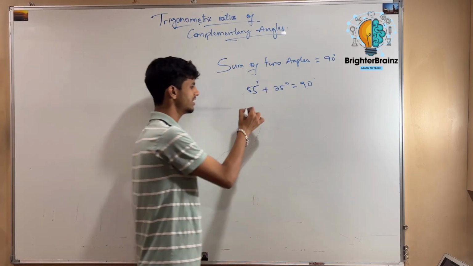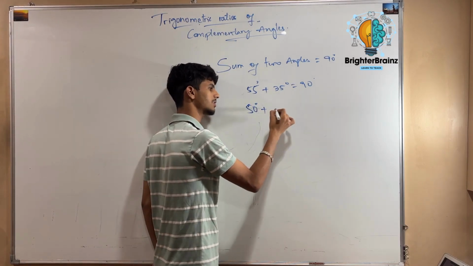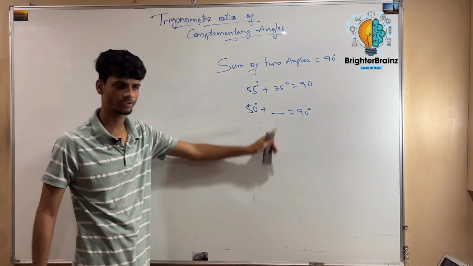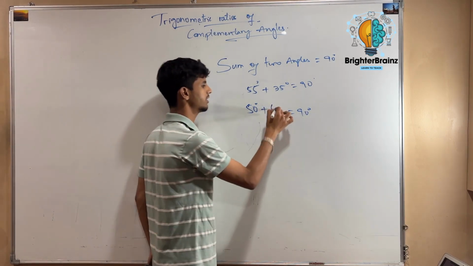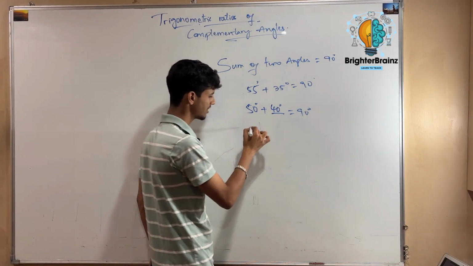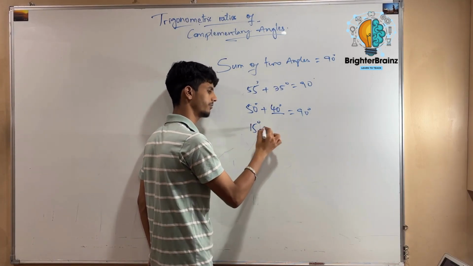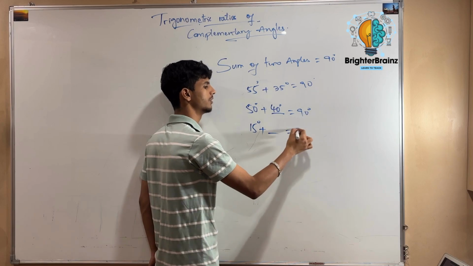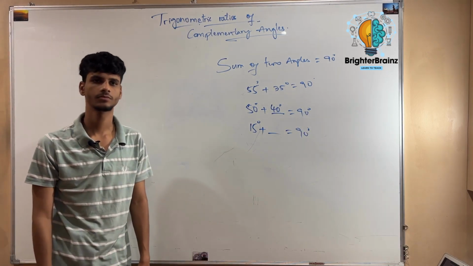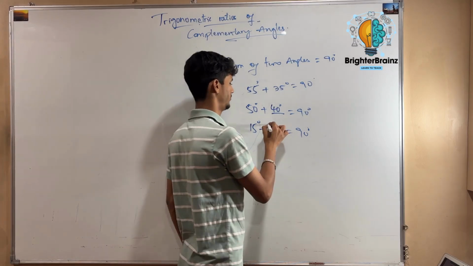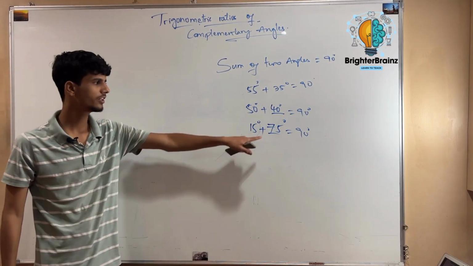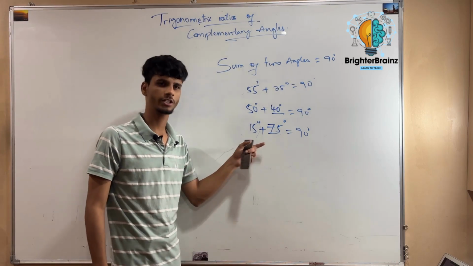If it is like this, 50 degrees plus blank equals 90 degrees, what is the complementary angle for this? 40. For 50, the complementary angle is 40. Suppose it is 15 degrees, then what is the complementary angle? 75 degrees is the complementary angle for 15 degrees.